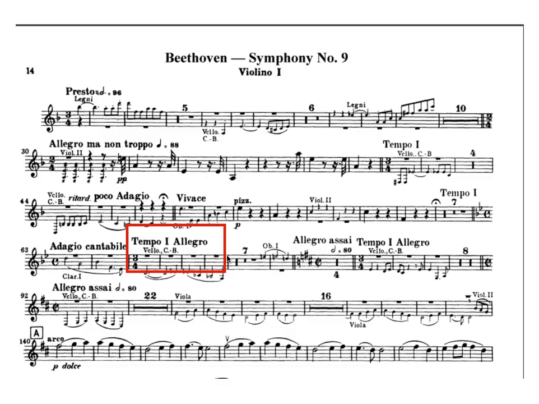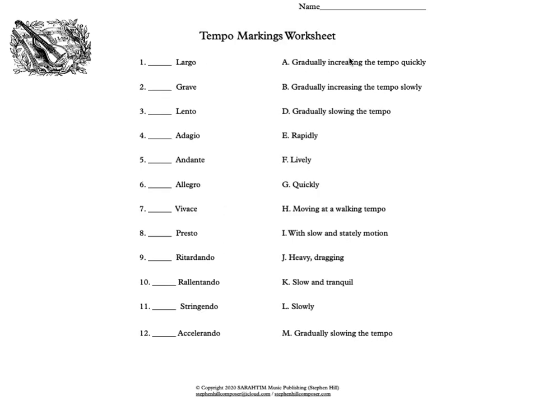So a musician has to know what all these terms are and has to watch the conductor and follow the conductor very closely. Okay, here's your worksheet. There are the terms and the actual words used to describe how the music should be played. These are pretty much agreed upon. Basically, Italian is the traditional language used.